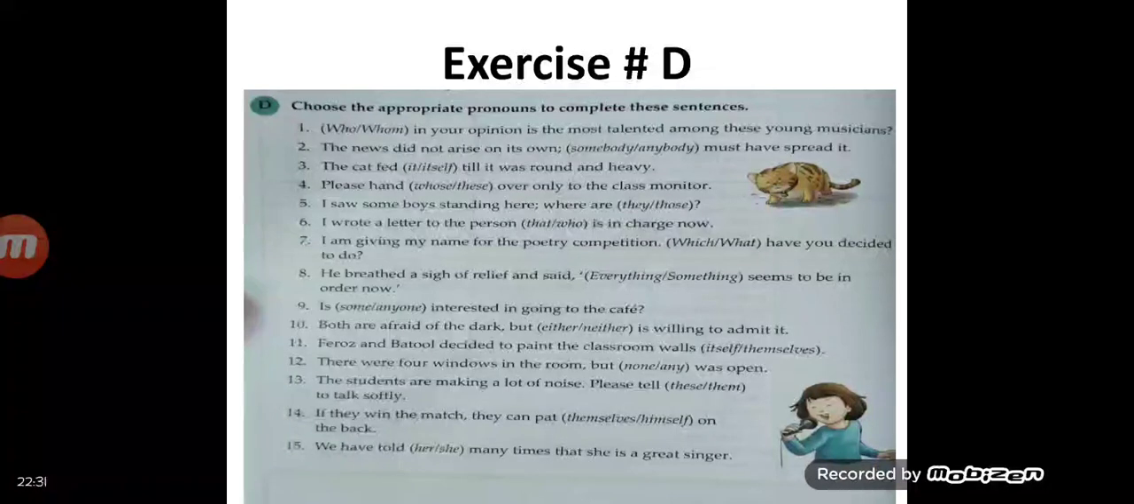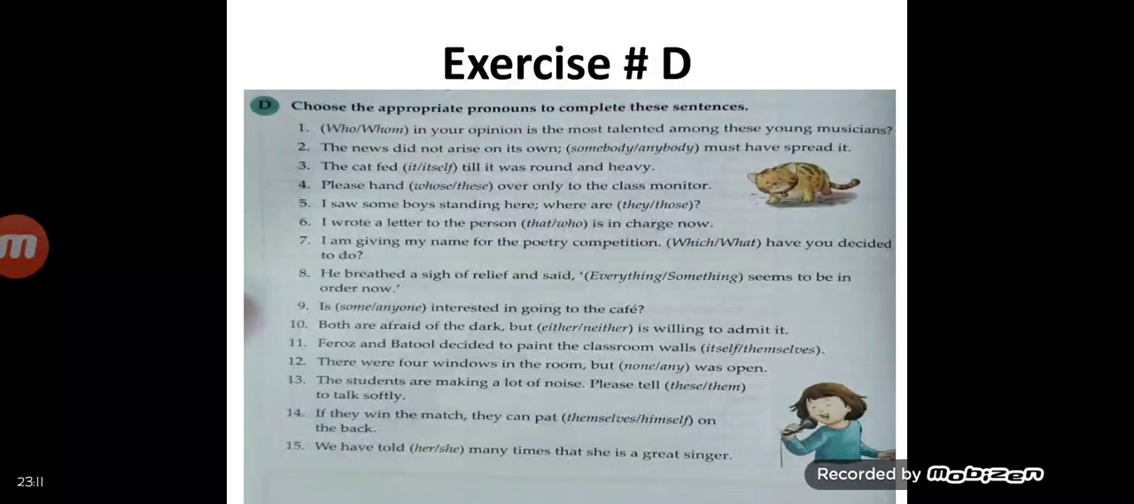The correct option is: who in your opinion is the most talented among these young musicians. The second one is: the news did not arise on its own. Dash must have spread it. Somebody or anybody? Somebody. Yes, somebody is the correct option. The cat filled it or itself. Tell it what it was, round and heavy. The cat fed itself till it was round and heavy.